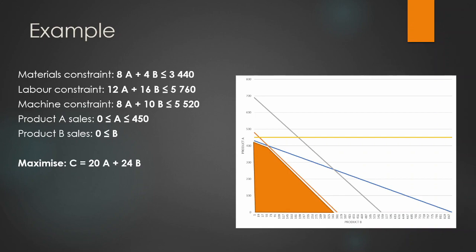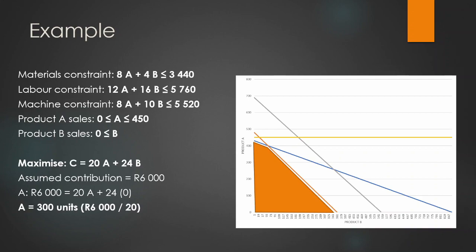To plot this objective function on the graph, we assume a random contribution number. Let us assume 6,000 Rand. We then ask ourselves, how much of A must I produce to make 6,000 Rand if I don't produce any of B? And we see here that we get 300 units, being the 6,000 Rand divided by the 20 Rand contribution from product A.